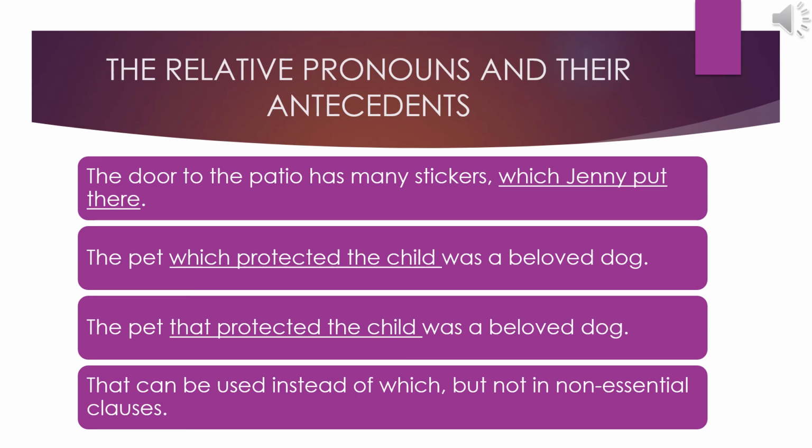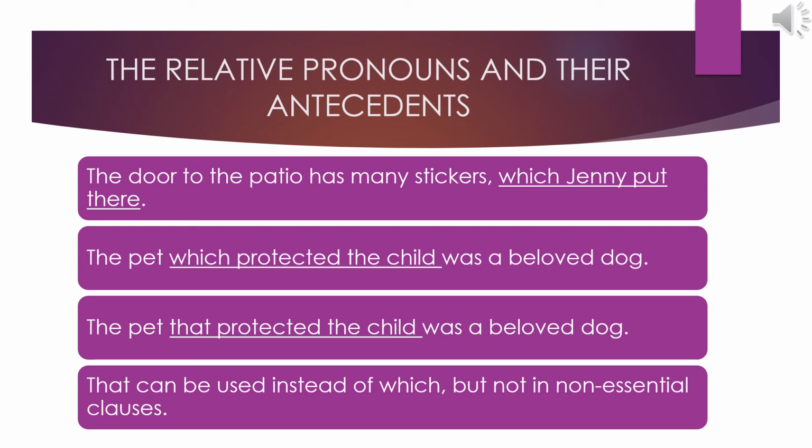Next example reads, the pet which protected the child was a beloved dog. Now see, again, I am using which because its antecedent is not a person. In this case, it's an animal, right? What protected the child? The pet, right? So as you can see, that clause could read, the pet protected the child.